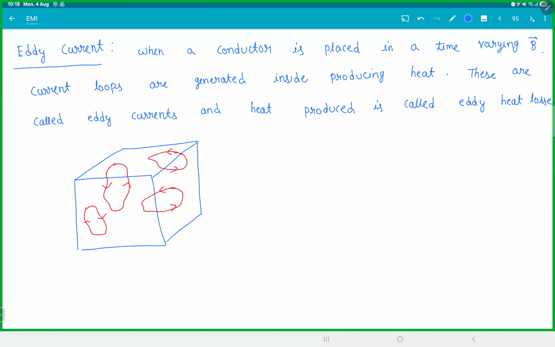So this is what happens. If you take a solid conductor and put it there, it produces all weird currents. So current loops will be formed randomly and you actually lose a lot of energy. So your every electric motor, right? Your fan, AC, everything that you have, they have eddy currents.